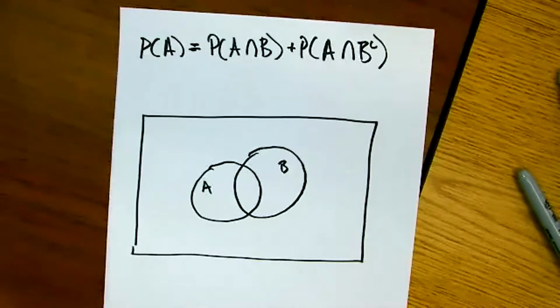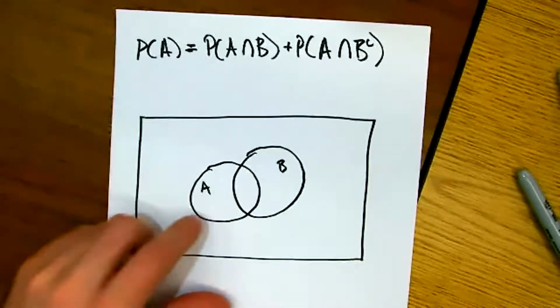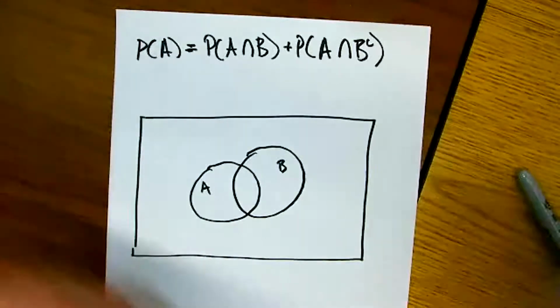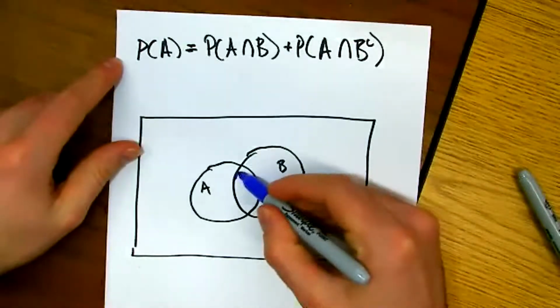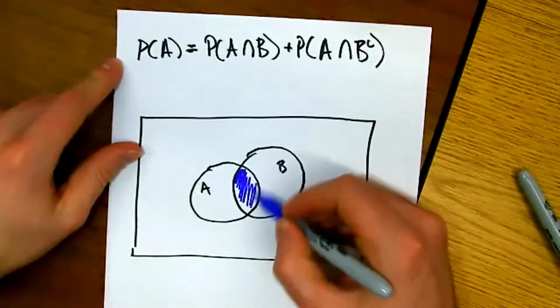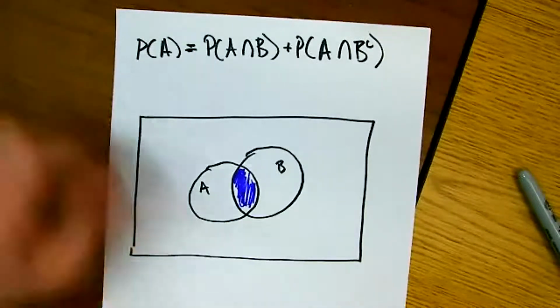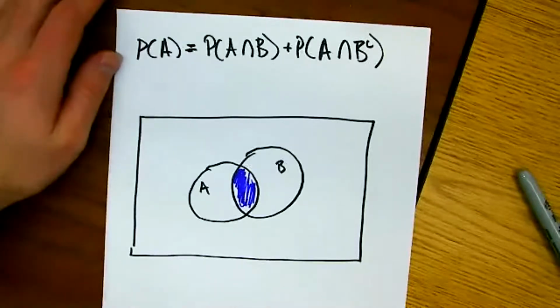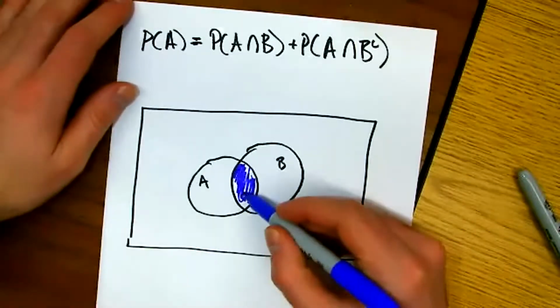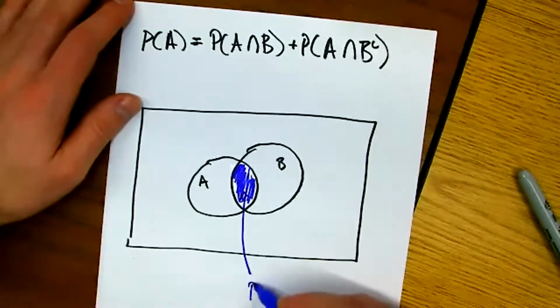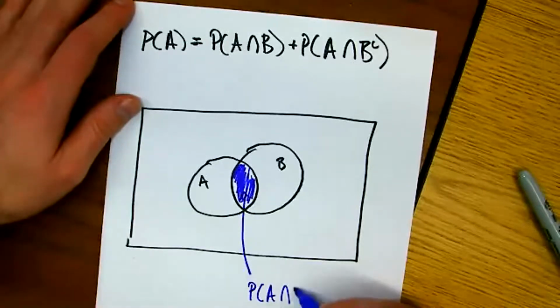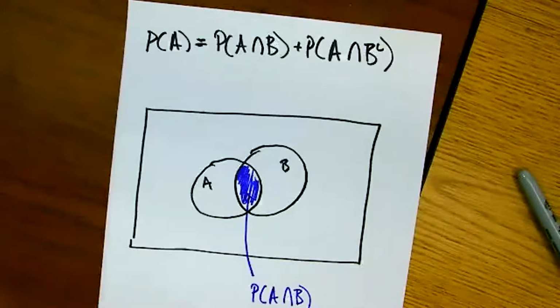I can break this circle of A down into two components. The first component I'm going to break it down into is this part of circle A. Well, what does that area represent? Outcomes that are in A and B, right? They're both in circle A and they're in circle B. So really, that area represents the probability of A and B, the intersection of those two.